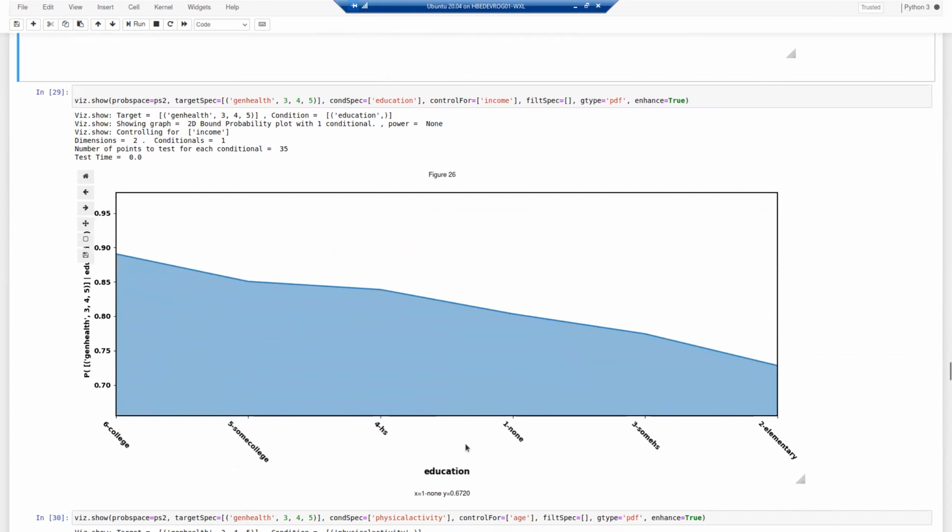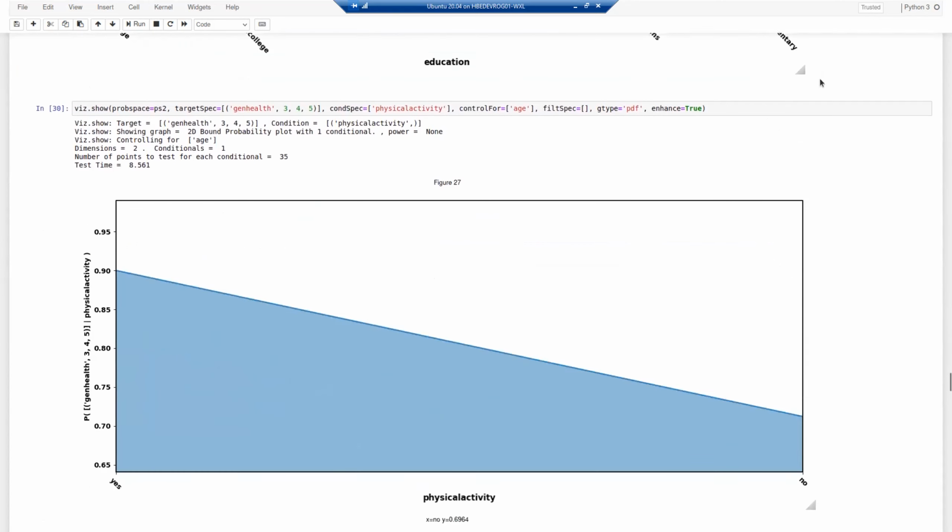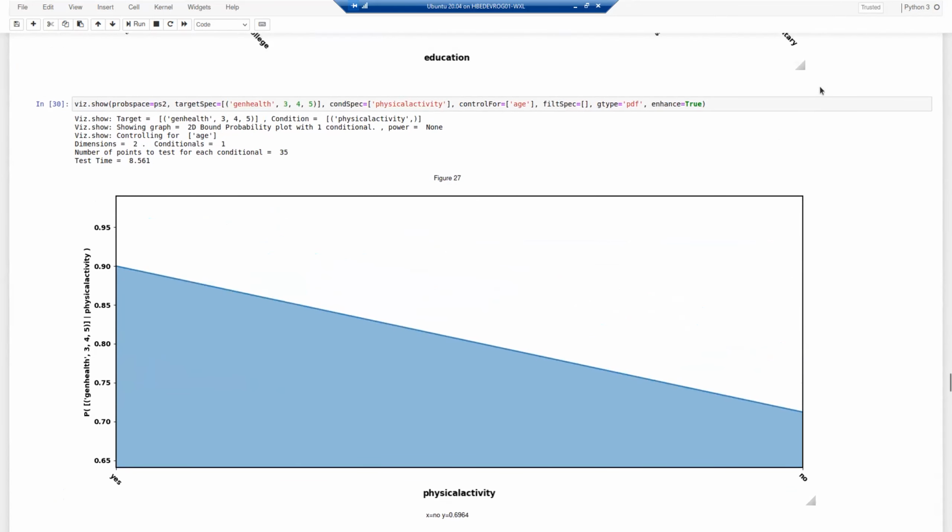All right, now we look at the probability of being healthy, being good or better health, considering your education. And this goes right on the scale of education. College graduates have the highest, best health. Some college is slightly worse, high school is slightly worse, etc. So we don't thoroughly understand this relationship, but there is clearly a relationship here. And between physical activity and health, there's a very strong relationship.